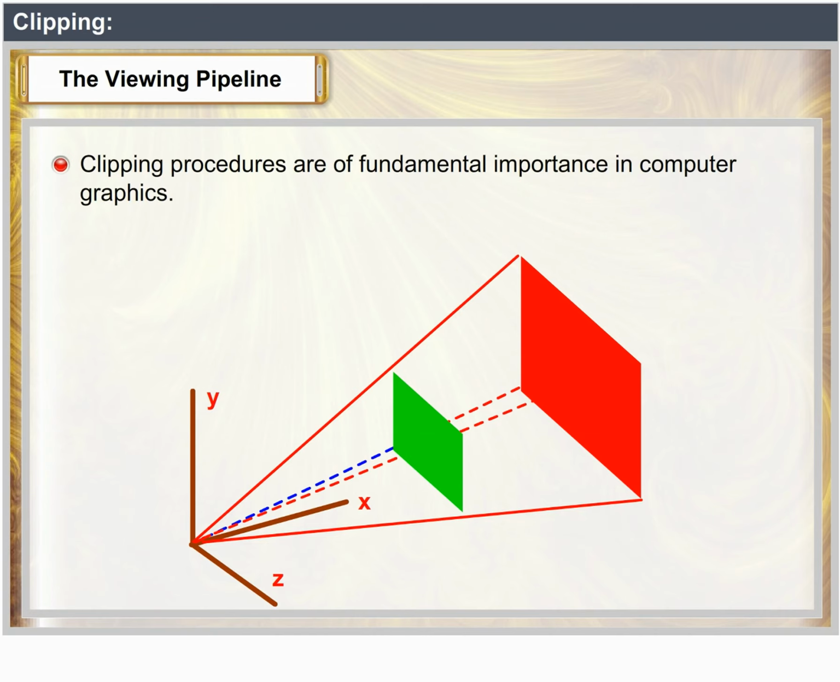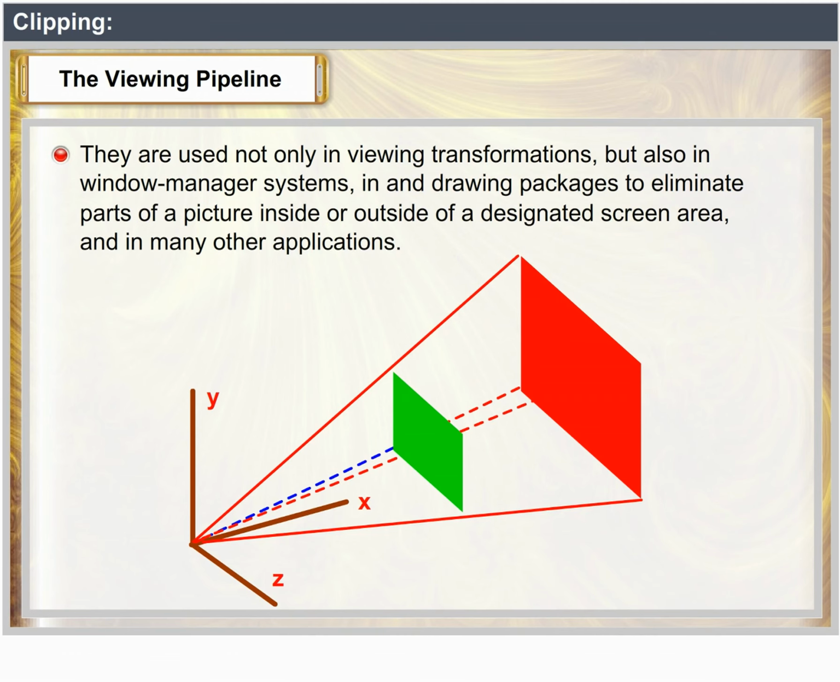Clipping procedures are of fundamental importance in computer graphics. They are used not only in viewing transformations but also in window manager systems, in drawing packages to eliminate parts of a picture inside or outside of a designated screen area, and in many other applications.